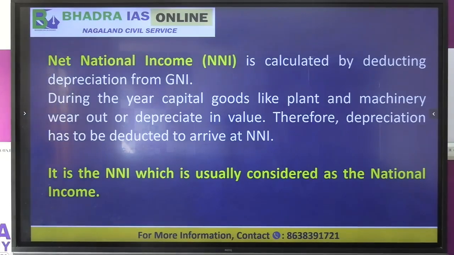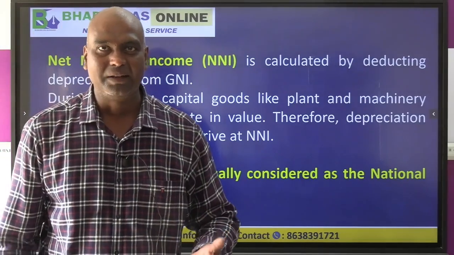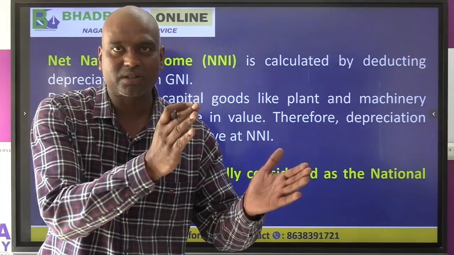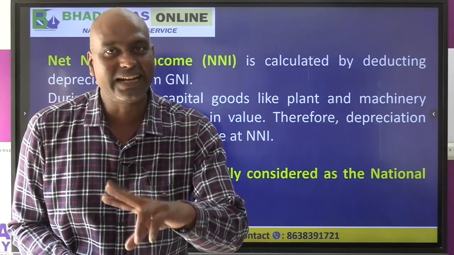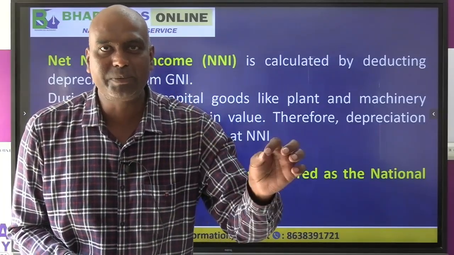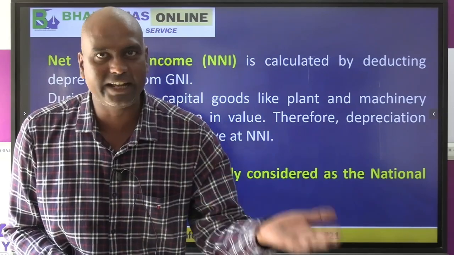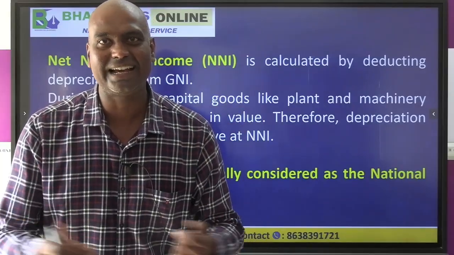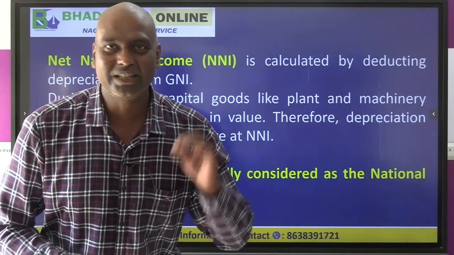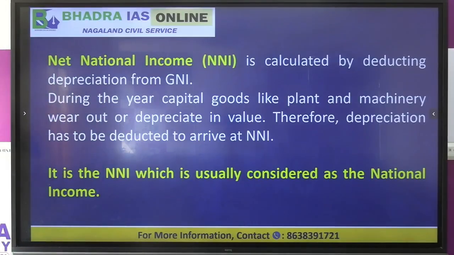The fourth concept is what we call net national income, NNI. So what is NNI? Same as before: from the gross, you minus the depreciation. Like how we did NDP. From GDP, you minus depreciation, it is NDP. From GNI, you minus depreciation, it is NNI. Simple. Clear? So this concept is absolutely easy. You don't need to worry.